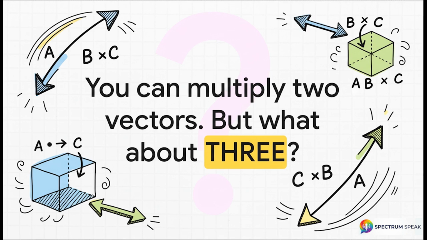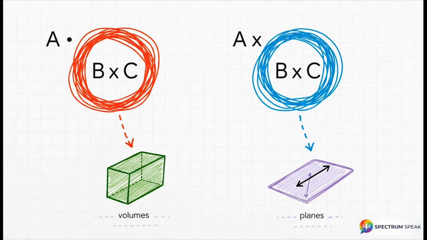Multiplying two vectors, no problem. You know the dot product, you know the cross product, that's old news. But what happens when a third vector crashes the party? All of a sudden, you've got these expressions like A dot B cross C or A cross B cross C, and you're thinking, what is this mess? But here's the cool part, they aren't messy at all. They're actually describing some really elegant and honestly really useful geometry. And that's really the big secret here.